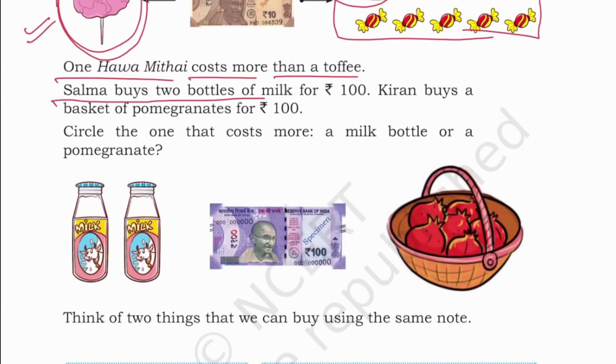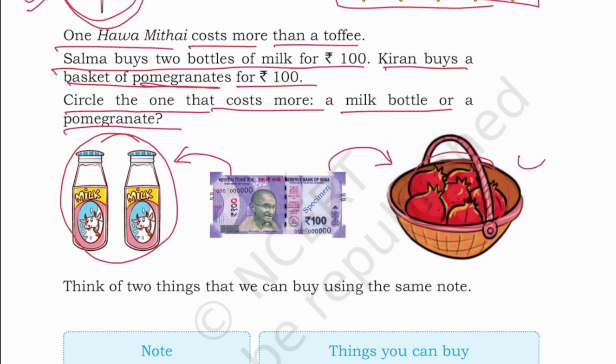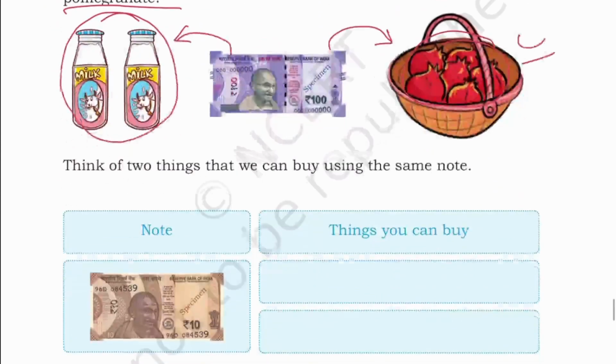Salma buys 2 bottles of milk for rupees 100. Kiran buys a basket of pomegranates for rupees 100. Circle the one that costs more, the milk bottle or the pomegranate. The milk bottle costs more because using a 100 rupee note you can buy only 2 milk bottles. But using a 100 rupee note you can buy 6 pomegranates, or a basket of pomegranates.